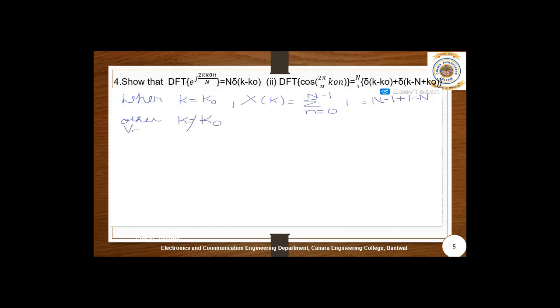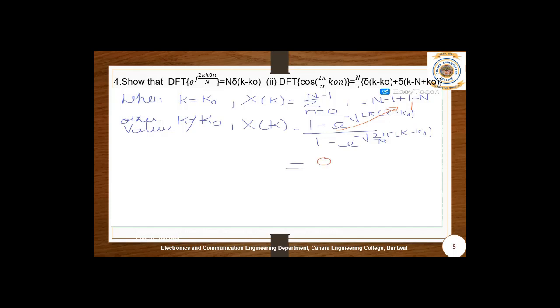For other values of k not equal to k naught, we have already derived the formula. It is 1 minus e to the power minus j 2 pi (k minus k naught) divided by 1 minus e to the power minus j 2 pi by N (k minus k naught). In this case, you can observe that the numerator becomes 1 minus 1 for all values of k not equal to k naught, so this value is 0.